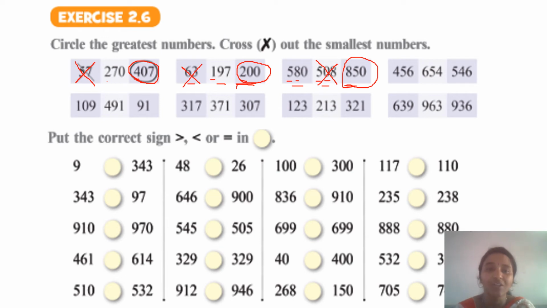Next, put the correct sign. What is this sign? It is greater than, and this sign is less than. And what is this sign? It is called the equal to sign. And when will you keep this sign? If both numbers are equal, means here also 6 and on the other side also 6, then you have to keep the equal to sign.